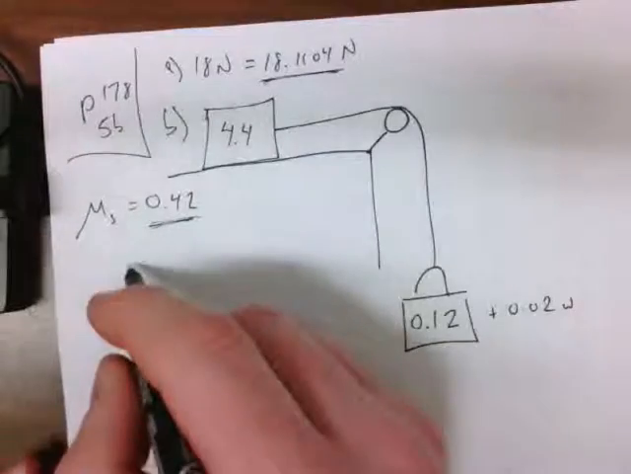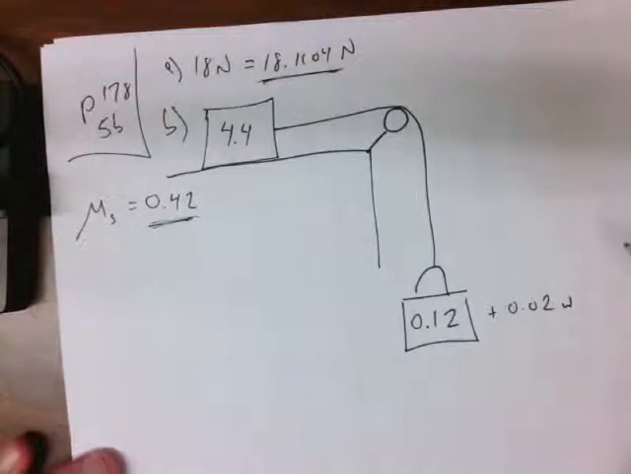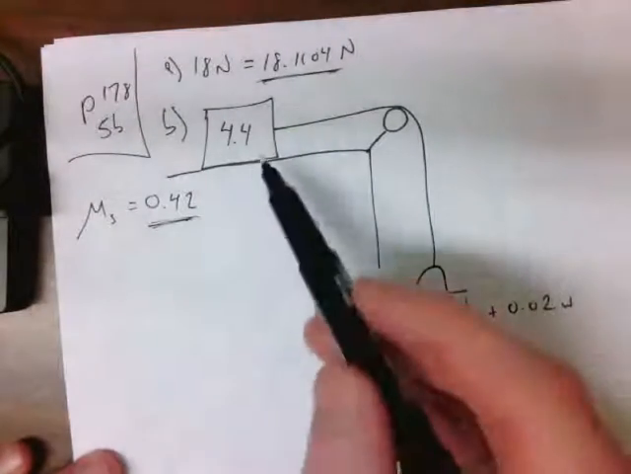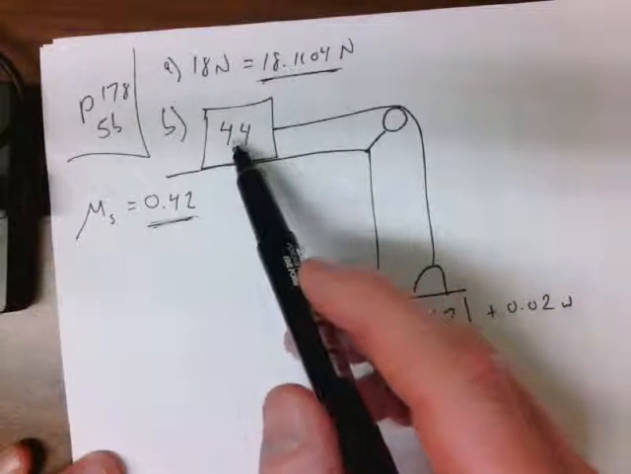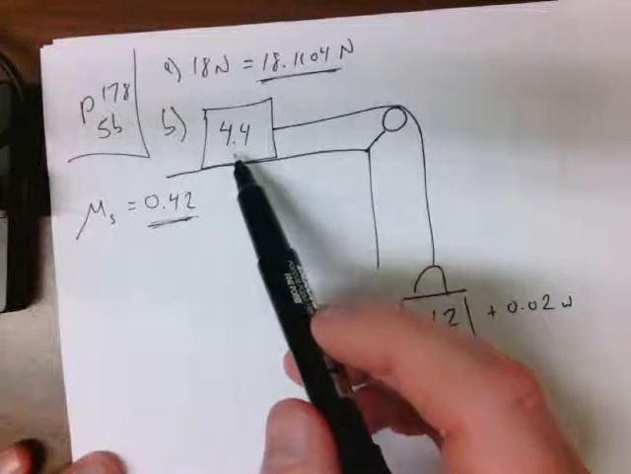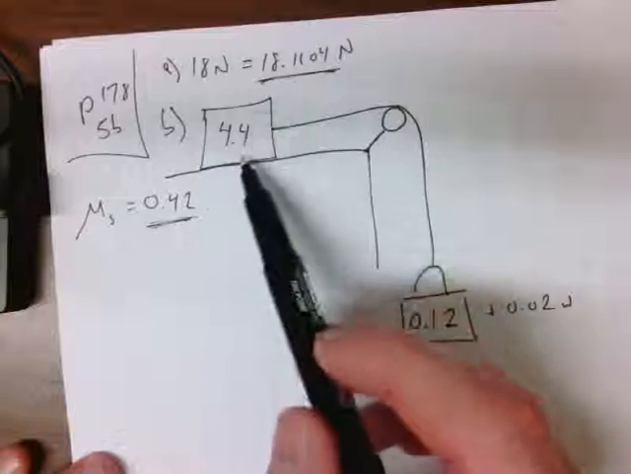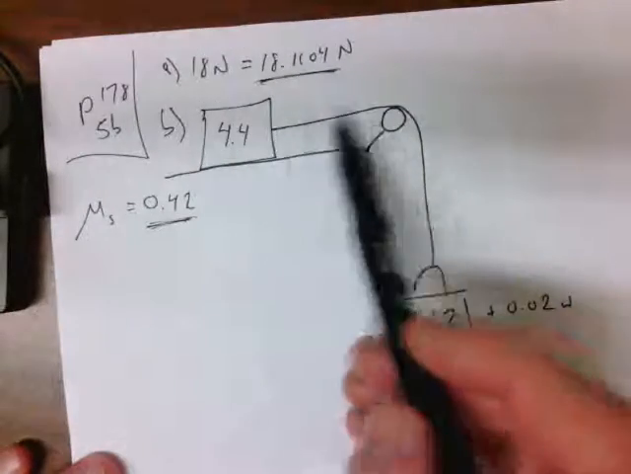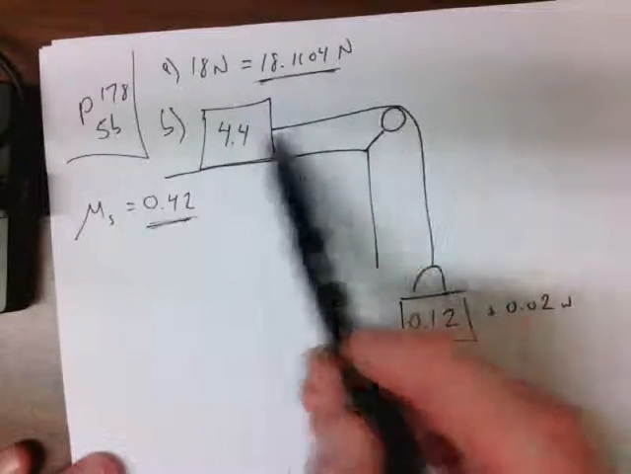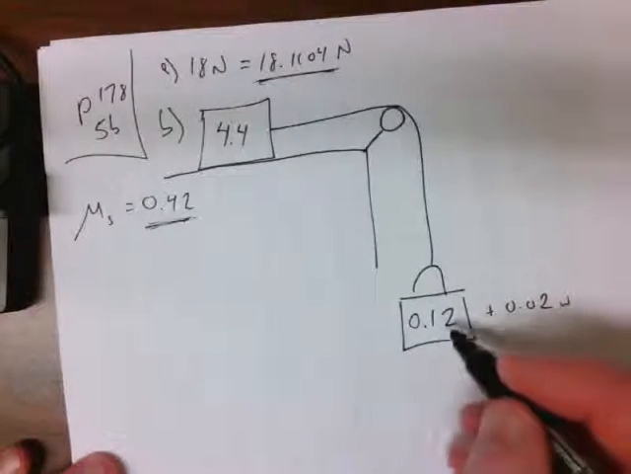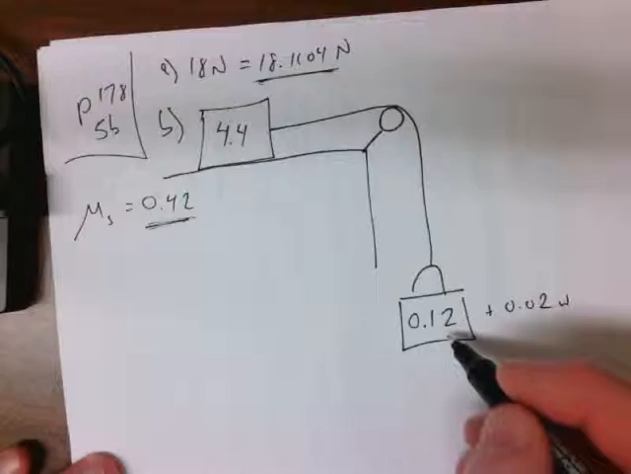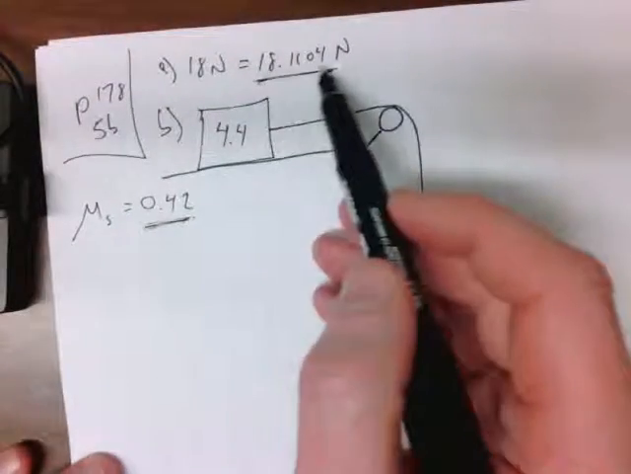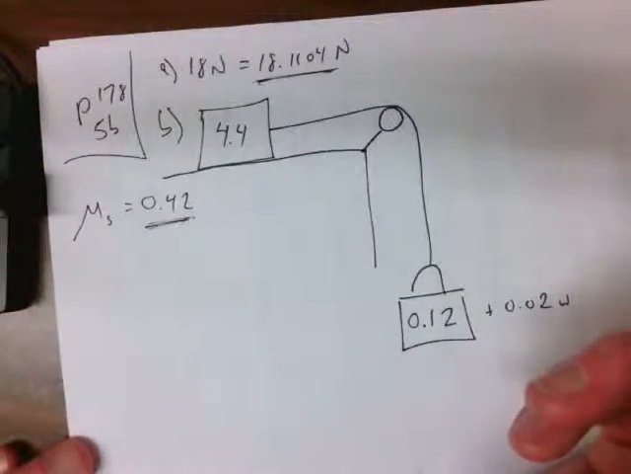How many washers can the students add to the bucket without moving the block? So, the 4.4 kilogram block can withstand 18.1104 newtons of force. Anything more and it'll move. So we need to find out how many washers are in this to equal 18.1104.